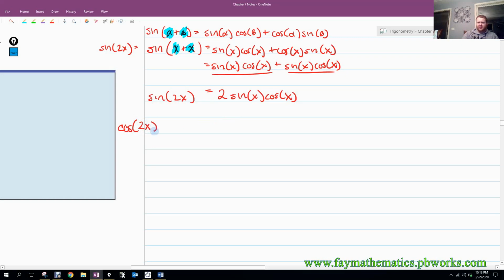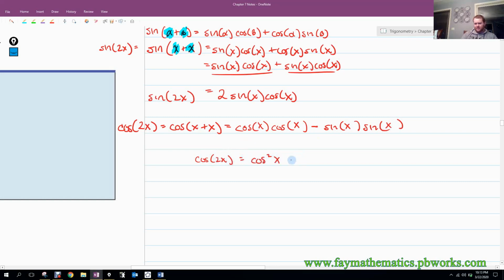Cosine of 2x can be broken down as cosine of x plus x. Now using our sum and difference formula for cosine, remember cosine goes cosine of the first angle, cosine of the second angle, then the opposite sign, and then sine of the first angle, sine of the second angle. Well, if the first angle is x and the second angle is x, it goes like that, and that will give us that cosine of 2x is equal to cosine squared x minus sine squared x.